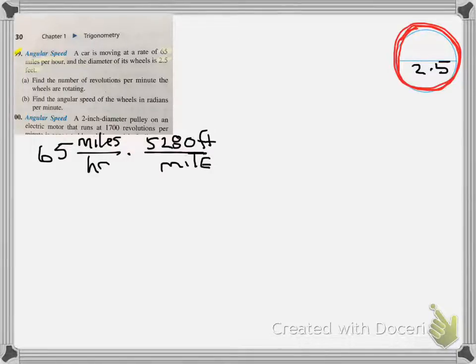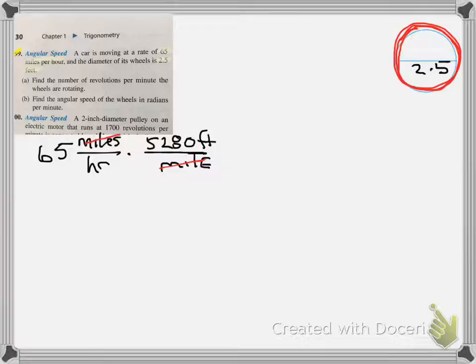That means the miles are going to cancel out, and I'm just going to be left with feet per hour. You can see feet is the only unit left in the numerator, and then hours in the denominator. That's awesome, but let's go back to the question. It says find the number of revolutions per minute the wheels are rotating. So I want to figure out how many times this wheel is spinning in 1 minute.